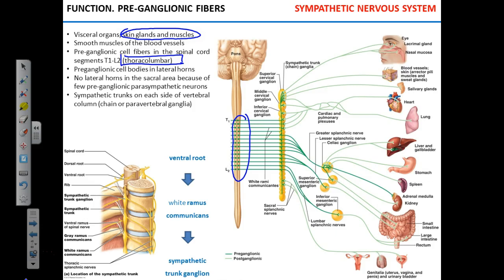So preganglionic bodies are in the lateral horns of the spinal cord at the level that you're talking about. So you look at any level like T1, T2, T6, T12, lateral horns contain sympathetic neuronal bodies. Does that make sense? Now in the sacral area, there are no lateral horns because there's no sympathetic, only parasympathetic.